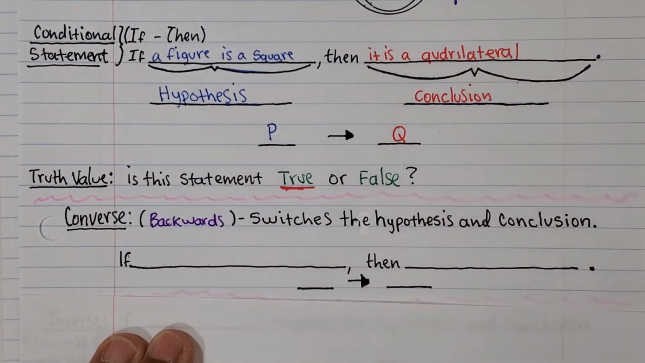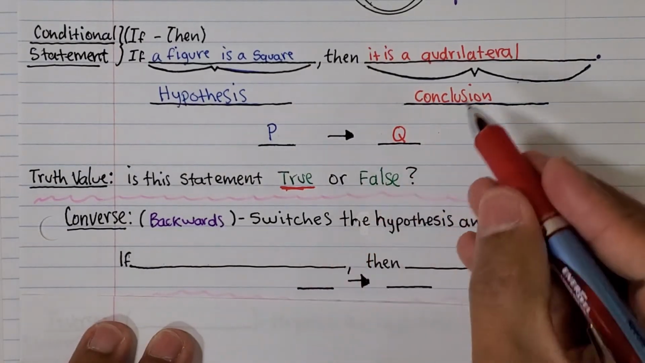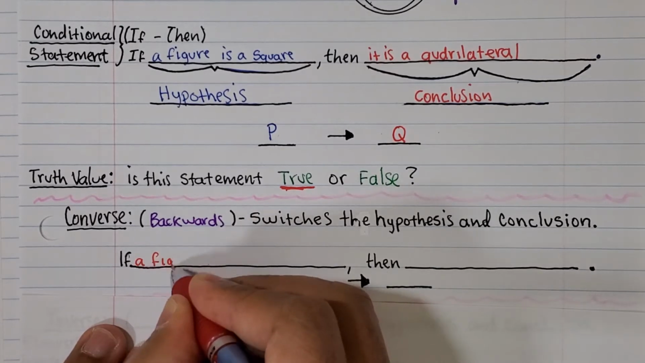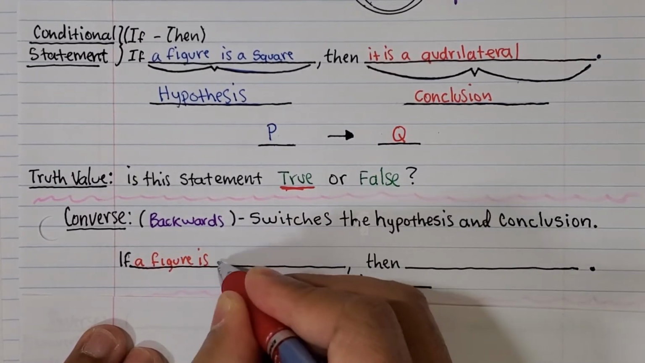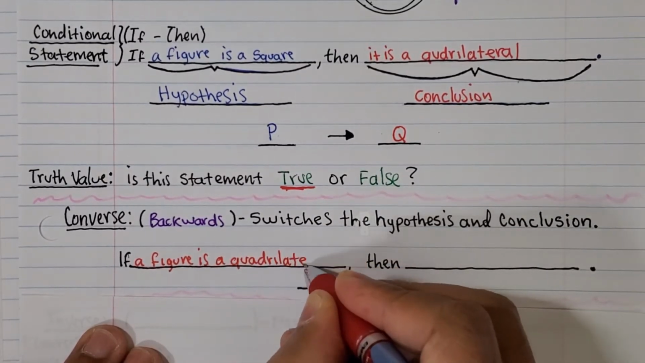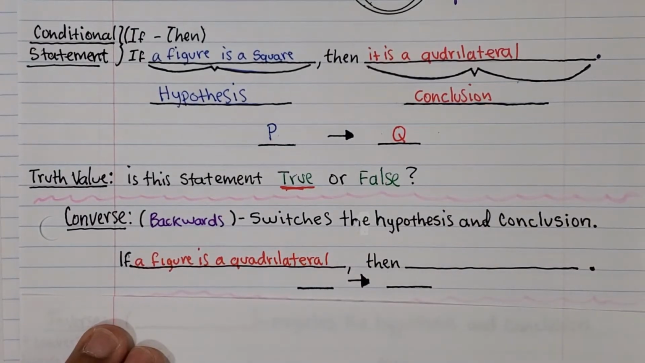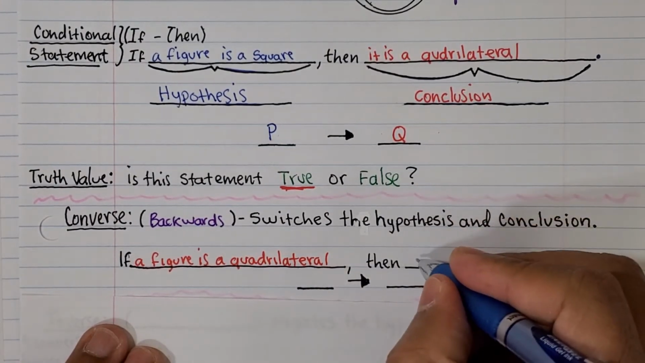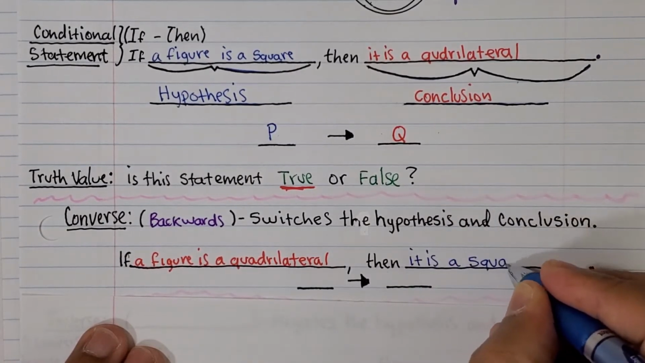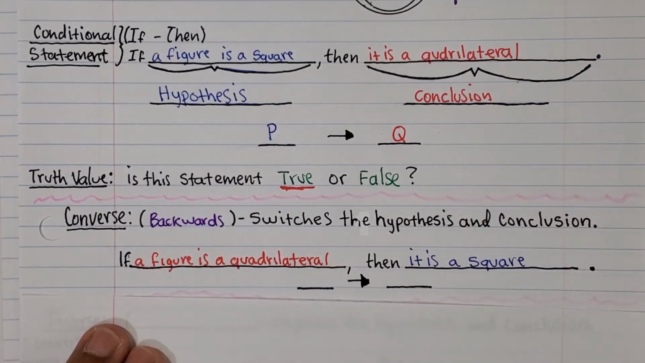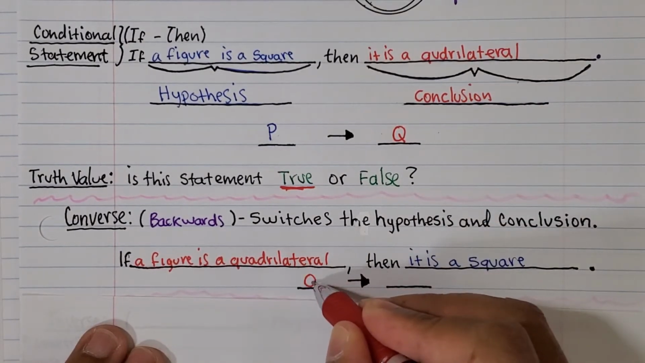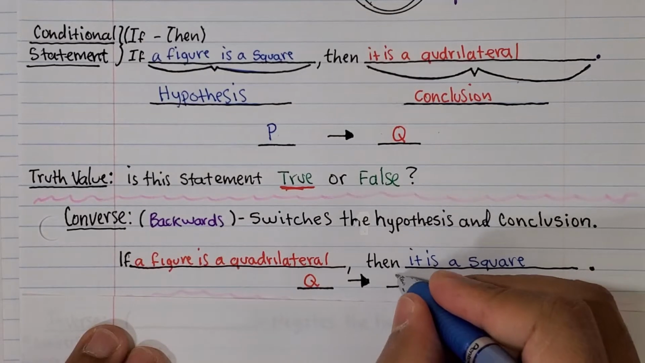So I'm going to change on this one. I'm going to say if a figure is a quadrilateral, then my conclusion is that it is a square. So I'm going to change the symbols here. This will be Q, it's now the hypothesis, and this is P.